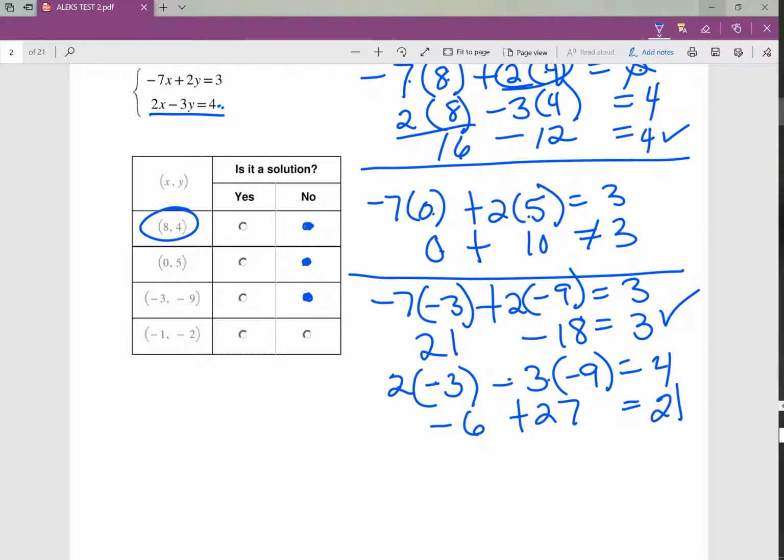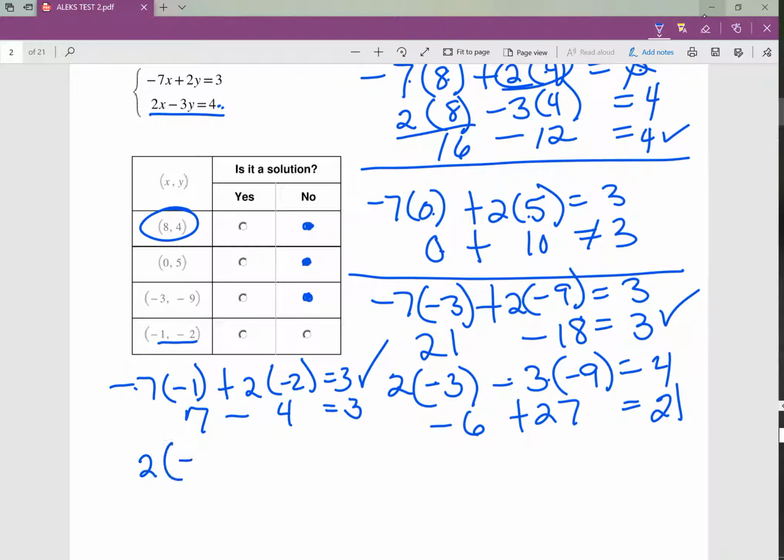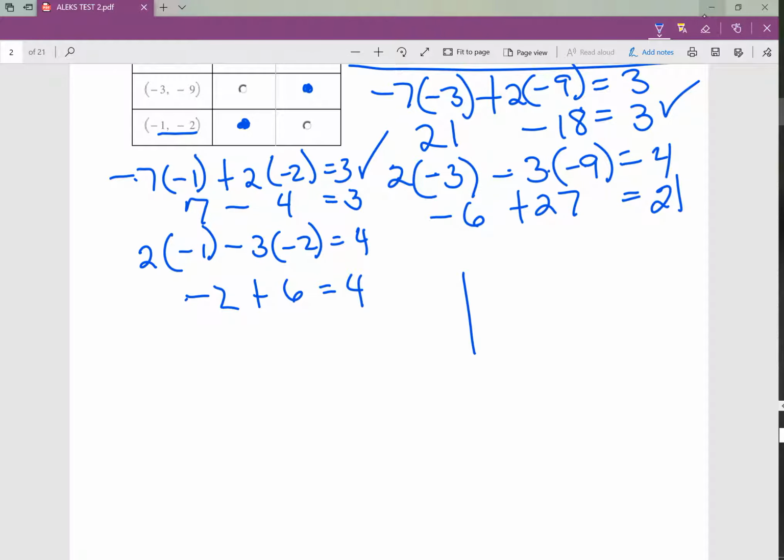Okay, and lastly, the last set, which is negative 2 and negative 1 respectively. So negative 7 times negative 1 plus 2 times negative 2 is going to equal 3. This looks like it's feasible because this is 7 minus 4. That is definitely 3, so we're good there. Now we plug it into the second one. 2 times negative 1 minus 3 times negative 2 equals 4. I'm getting all of this from here, by the way. Negative 2 plus 6 does equal 4. So winner, winner, chicken dinner. That's your yes. Okay, and that's how you approach that one. Remember, they both have to work. They both have to be checks.